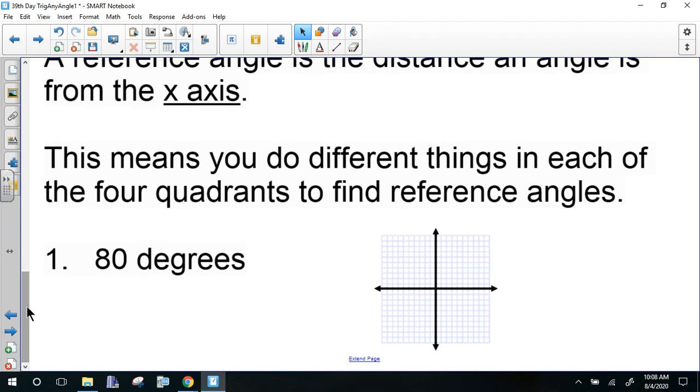So let's look at 80 degrees. If I drew an 80-degree angle, so that's like that. How far is that from the closest x-axis? Well, it's 80 degrees. Closest x-axis is the positive x-axis there. It's 80 degrees from there.